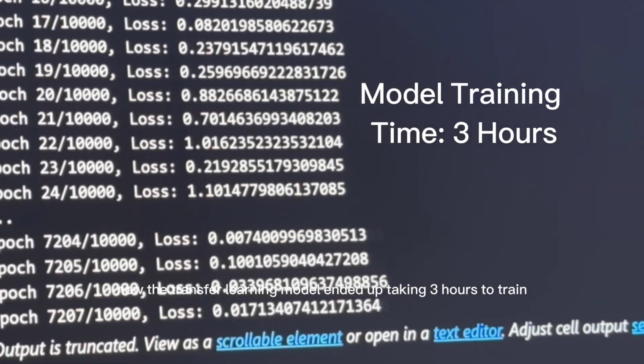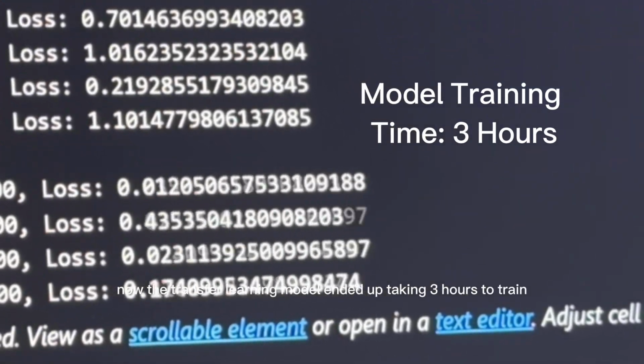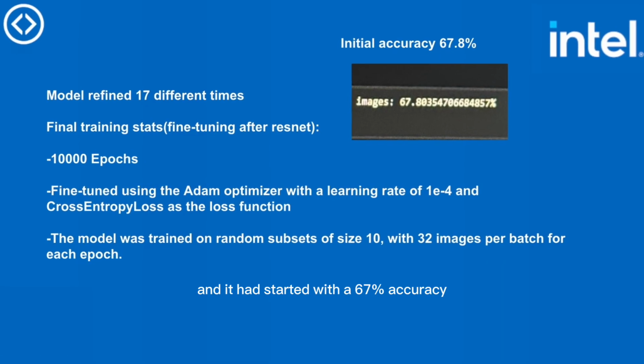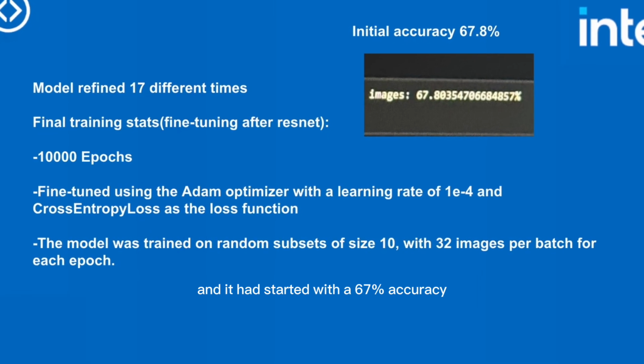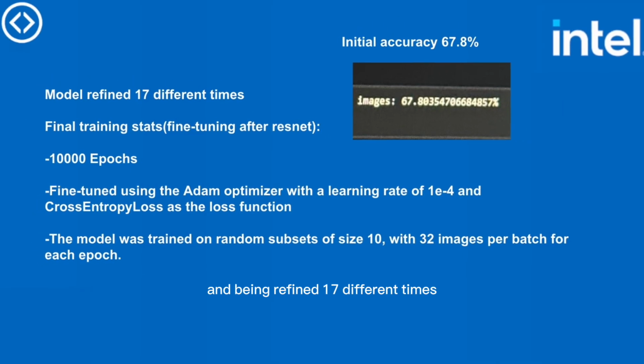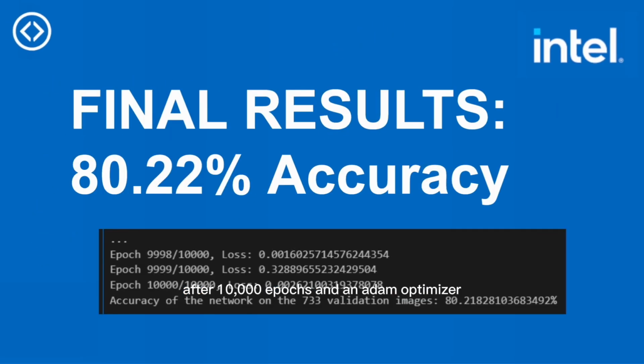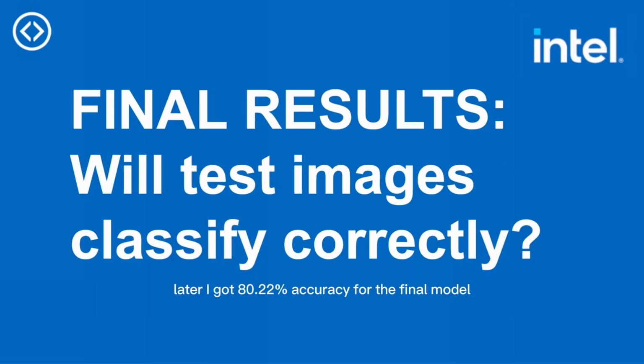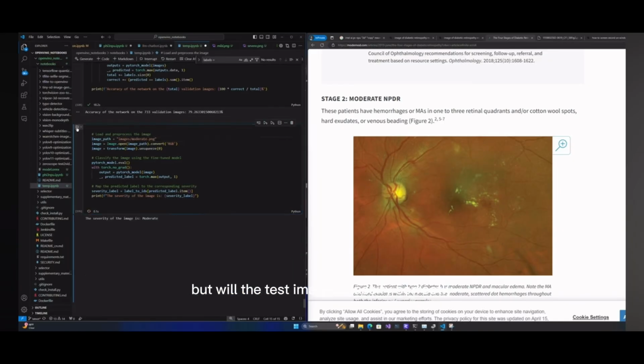Now the transfer learning model ended up taking 3 hours to train at the end, and it had started with a 67% accuracy and was refined 17 different times after. 10,000 epochs and an Adam optimizer later, I got an 80.22% accuracy for the final model. But will the test images classify correctly?